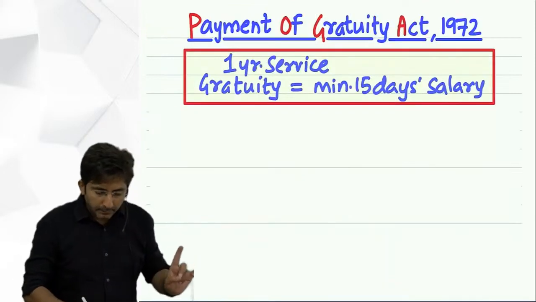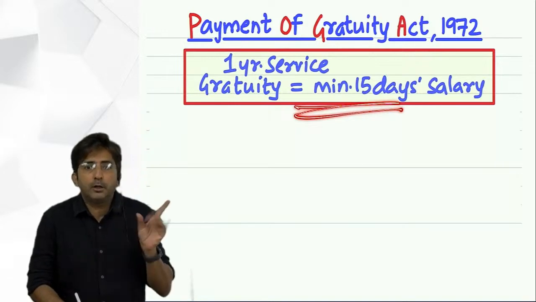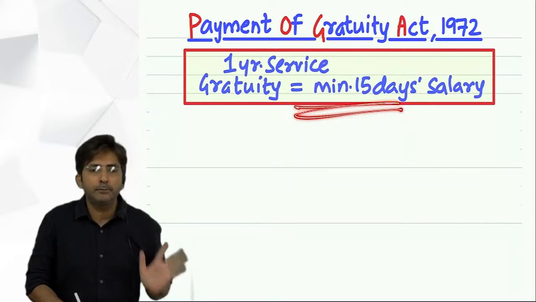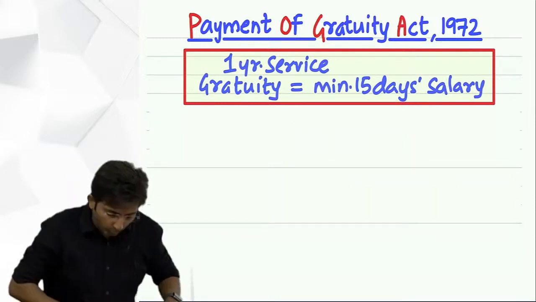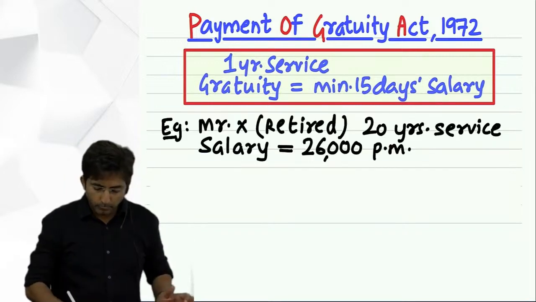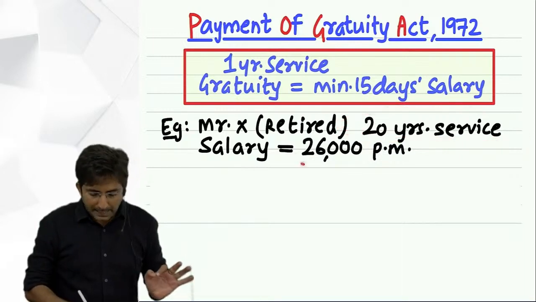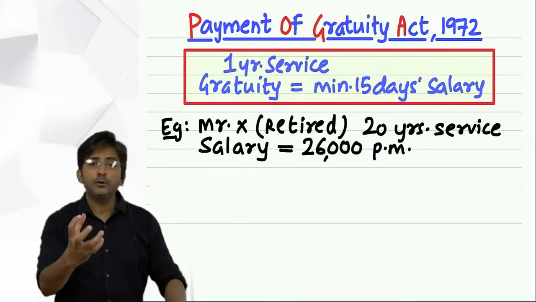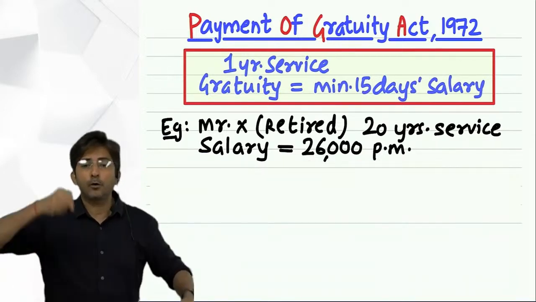But first, what is this written? This is not my rule. This is written in the Payment of Gratuity Act that if an employee works for 1 year, you should give him a minimum 15 days' salary. Okay. Now, imagine you are a POGA employee and this is your status. You retired after 20 years and your salary was 26,000 per month. Now take it on you. If you are a POGA employee, how much will you demand from your boss?